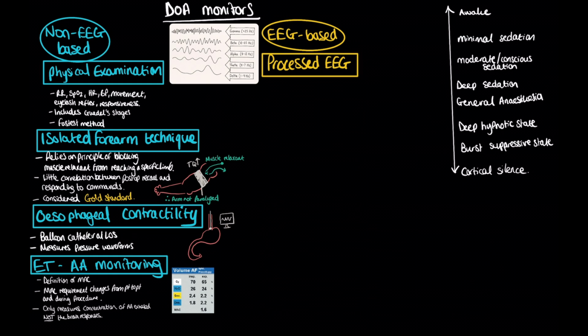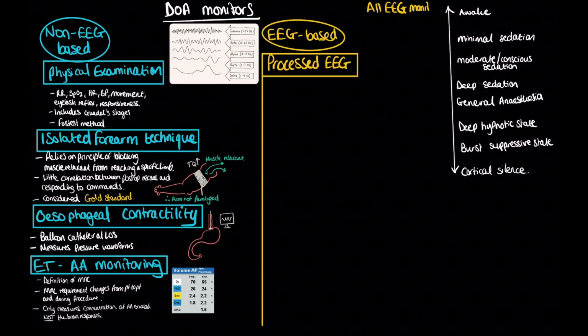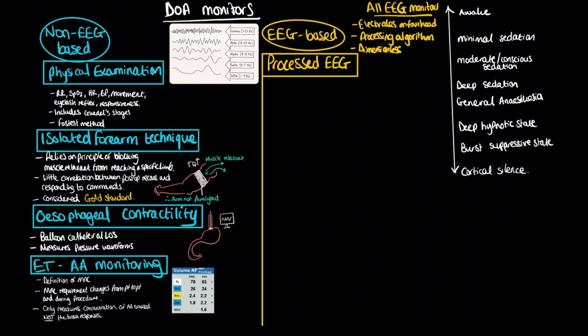There are 3 main companies which produce processed EEG algorithms and their monitors. The monitors include BIS, Entropy and Narcotrend. All 3 monitors follow the same principles. They all use electrodes placed on the forehead, they all use an algorithm to process the EEG, and they all produce dimensionless numbers from 0 to 100.